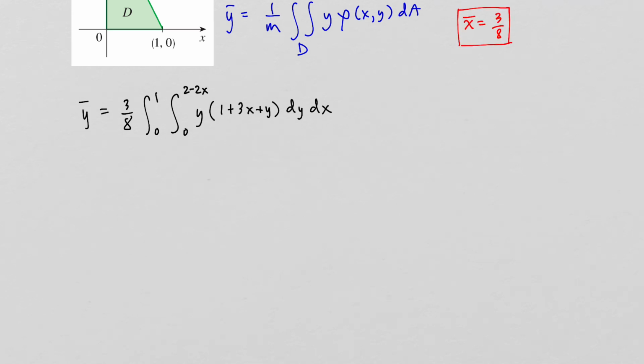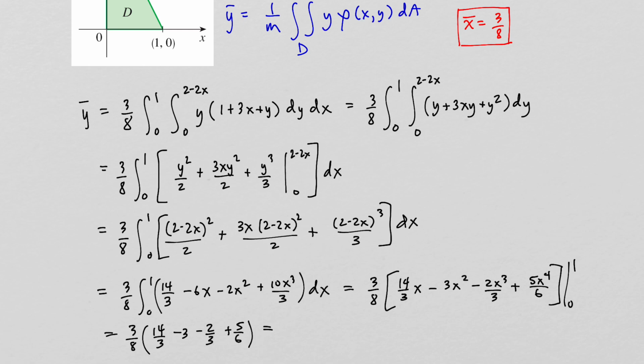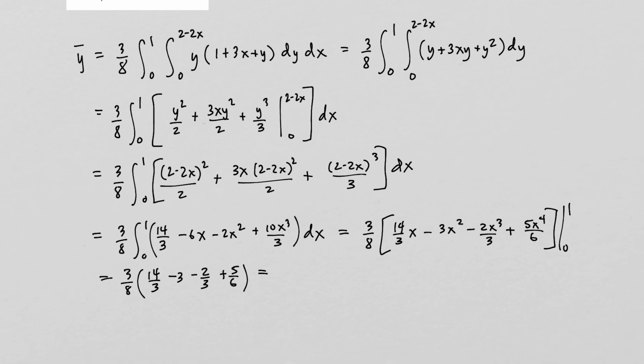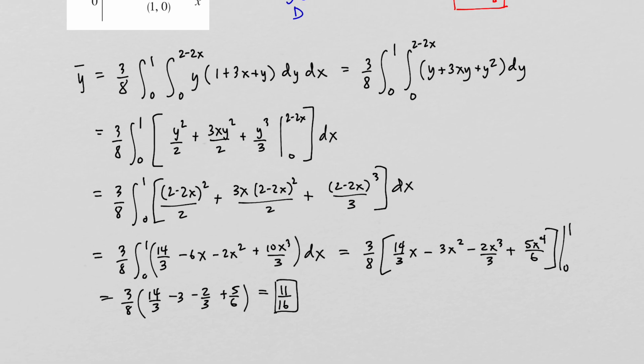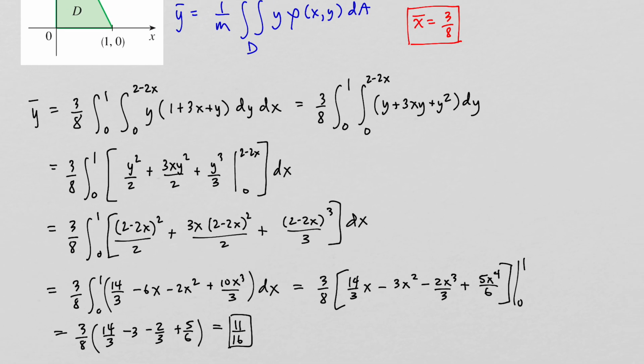So again, the only change is the x became a y here. So now we're just going to multiply this out, and then we're going to integrate, and we should be able to come up with the answer by going through the same work. And here is all that work, and when you simplify your answer in the end, you do get 11 over 16. And so now we know that y bar is 11 over 16.